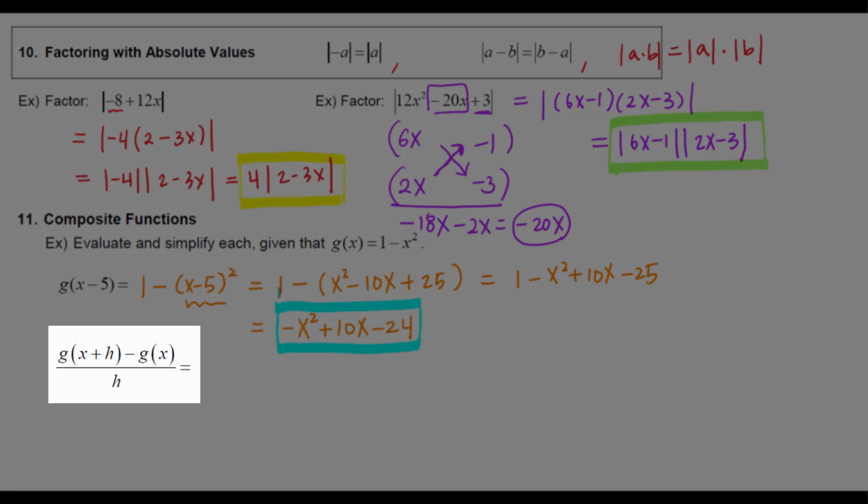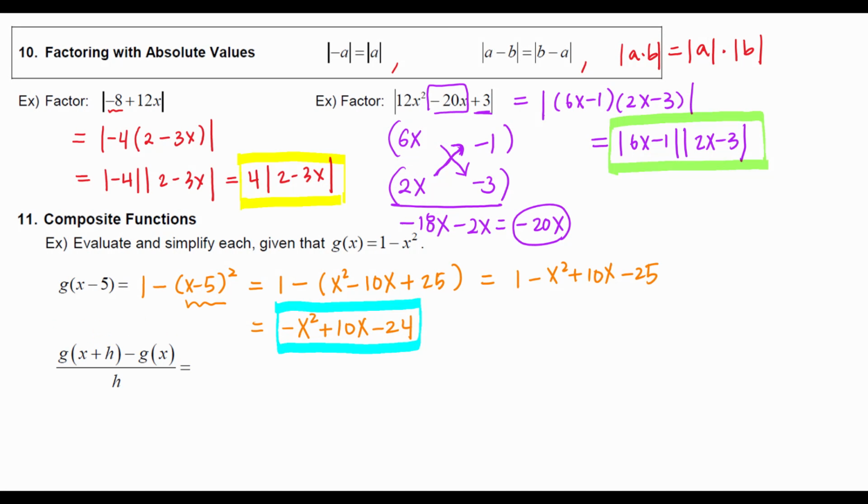Can you also do g of quantity x plus h minus g of x, over h? This is called the difference quotient. I think you also saw this in algebra, but this involves the definition of derivatives, so you're going to use it a lot in calculus. So let's go ahead and do this.